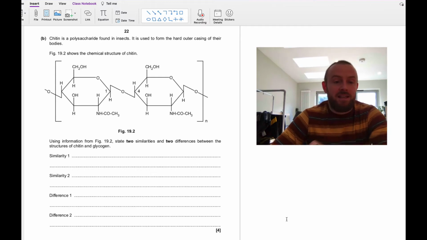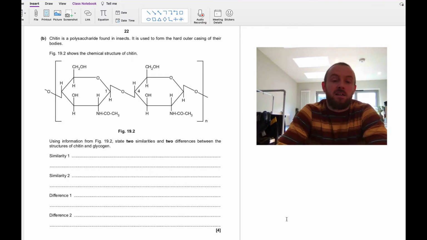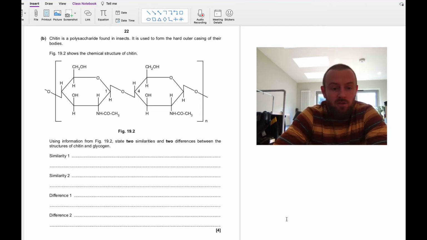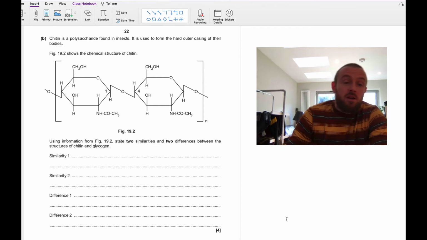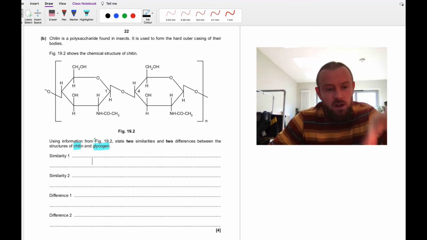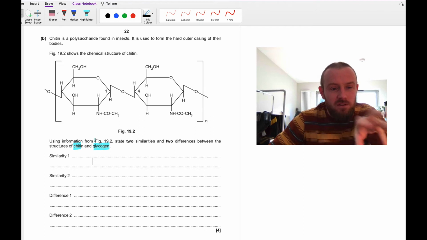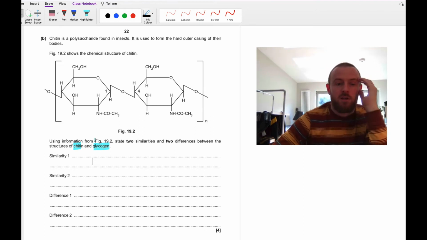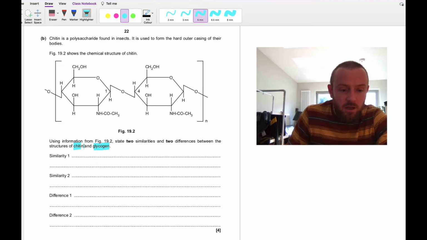It says chitin is a polysaccharide found in insects. It's used to form the hard outer casing of their bodies, the exoskeleton basically. So here's the chemical structure of chitin, and the question asks us to compare chitin and glycogen. Okay, so that's important. Chitin versus glycogen. At first glance, I thought it said chitin and cellulose because this structure looks quite similar to cellulose. But no, chitin versus glycogen.